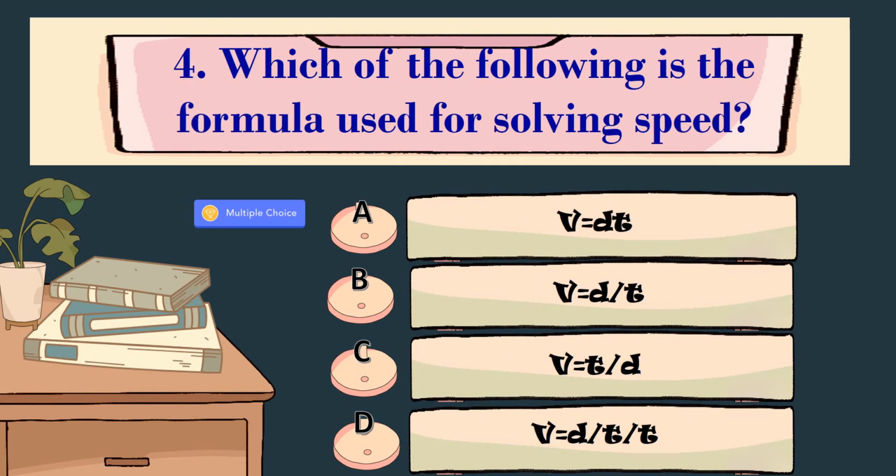Number 4. Which of the following is the formula used for solving speed? A. V equals distance times time. B. V equals distance over time. C. V is equal to time over distance. Or D. V is equal to distance over time over time. Very good. That is letter B. V is equal to distance over time.